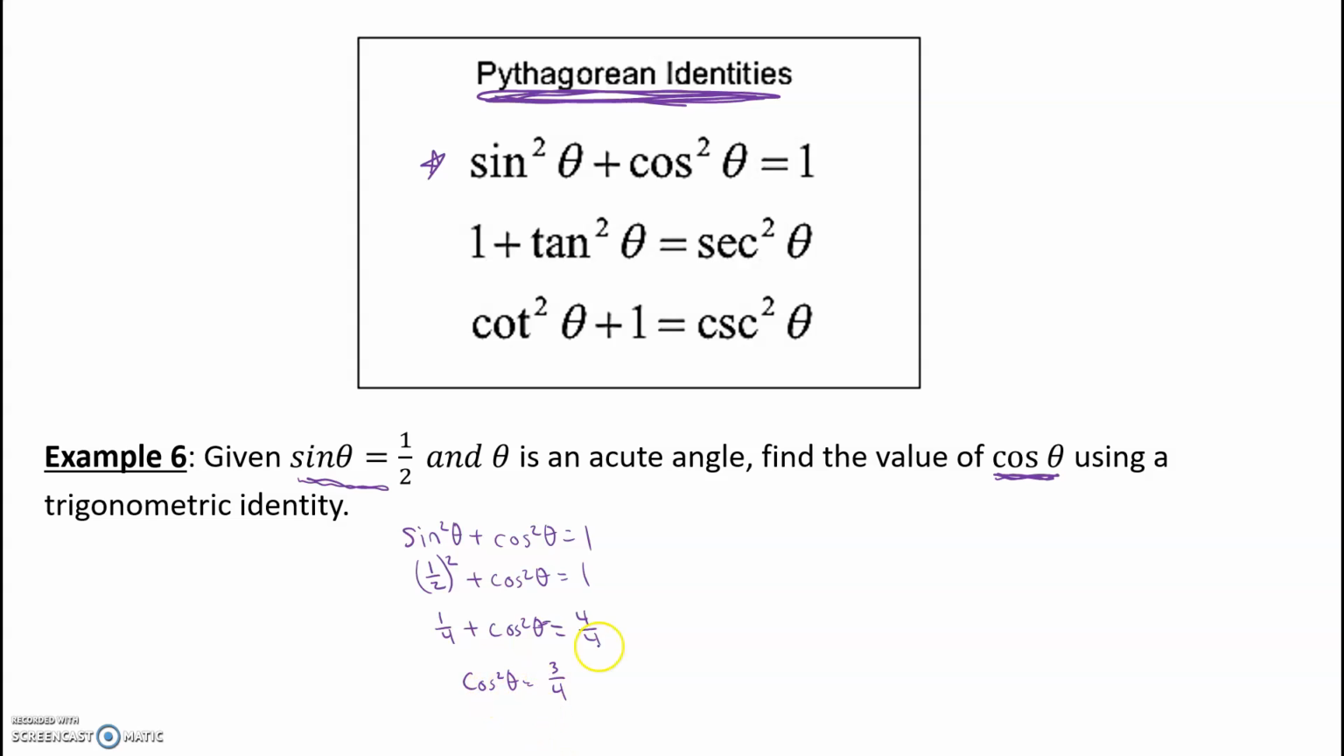Now to undo a square, we're going to square root. So we got cosine of theta is the square root of 3/4, sorry, plus or minus. And that's why they said an acute angle. We want that positive. So we're going to have positive square root of 3, and then square root of 4, which is just 2. So there's my cosine of theta. And again, from this, you can find lots of different things. You could have said cosecant was 2. You can find secant. You can find tangent now. So you can find everything now. All right, moving on.